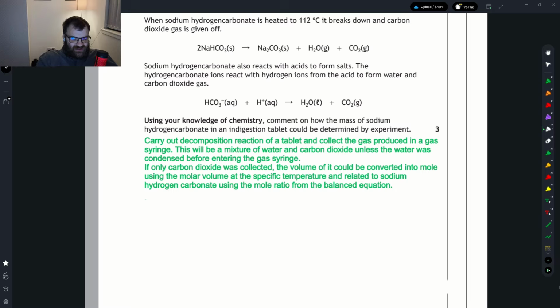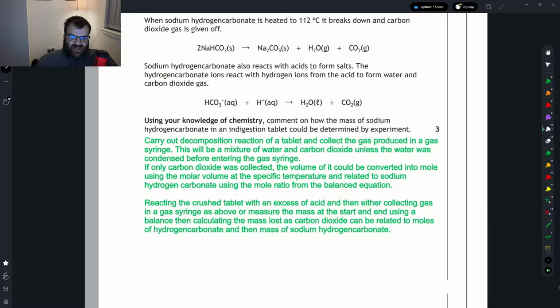This way is going to be more straightforward because it's only gas that's produced, and that's going to escape, so any mass loss is because of the carbon dioxide. We can then work out the moles of carbon dioxide that's lost. It's then a 1:1 ratio with the hydrogen carbonate, so we can work out the number of moles. We can then work out the mass of sodium hydrogen carbonate using its GFM, which would be an option.